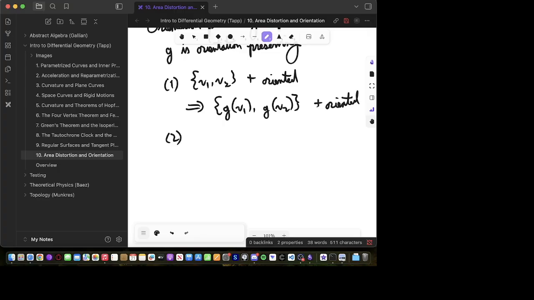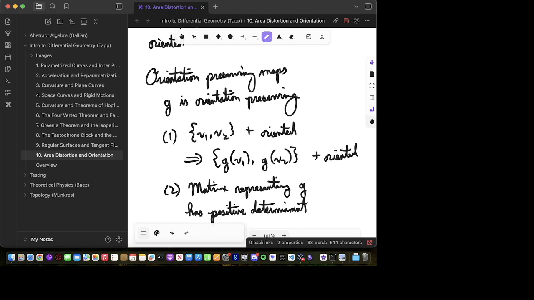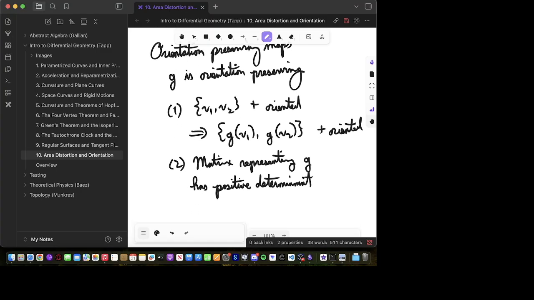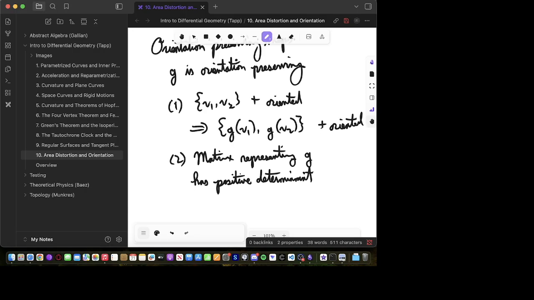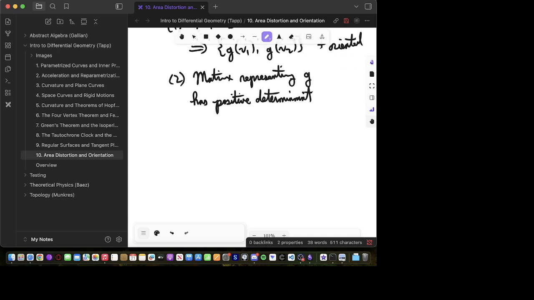Furthermore, we must have that the matrix representing G has positive determinant. And these conditions are equivalent, so if it satisfies one, it satisfies the other. So that's basically it about orientation for linear subspaces. So let's move on to orientation with regard to surfaces.